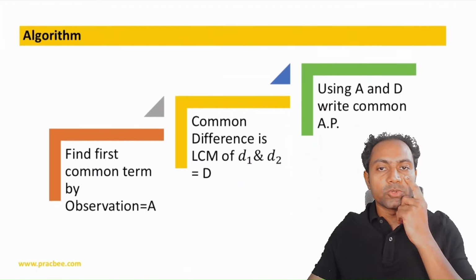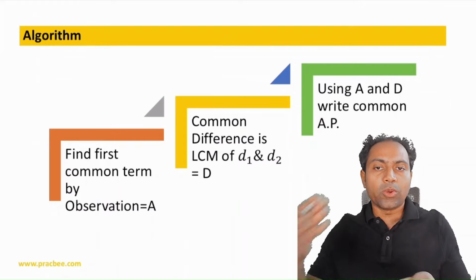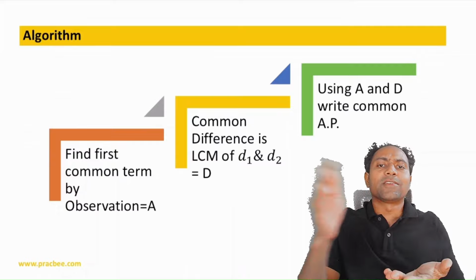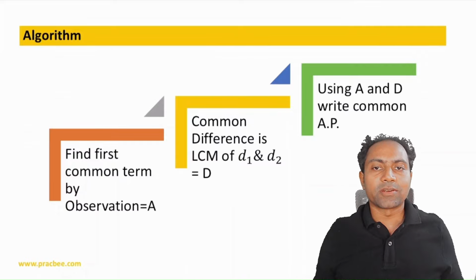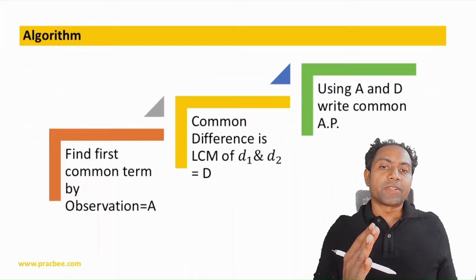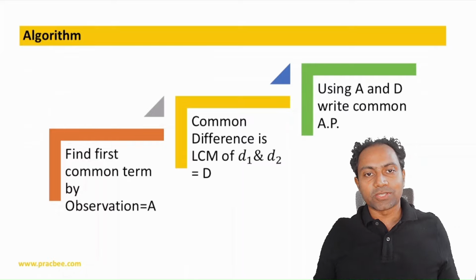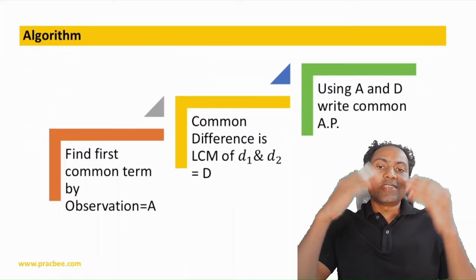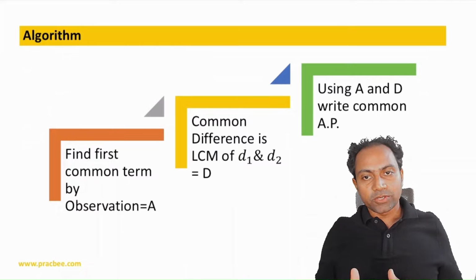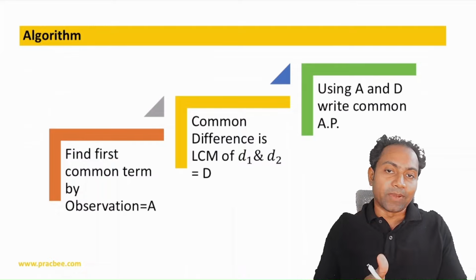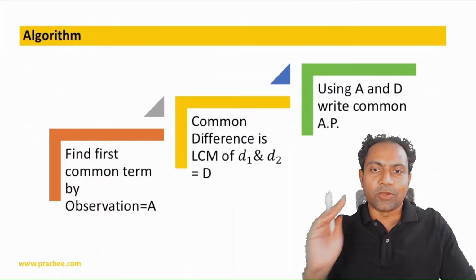In order to approach this question, there is a common algorithm. You have to observe between the two APs what is the first common term by observation. So we can write the terms and physically observe which terms are common, which is the first term that is common. Once that is done, observe the LCM of the common differences of the two arithmetic progressions. Let us call that capital D. And then the last part is that all these common terms will also be in arithmetic progression. That arithmetic progression will have its first term as capital A and common difference as D. Now let us see how this works out.